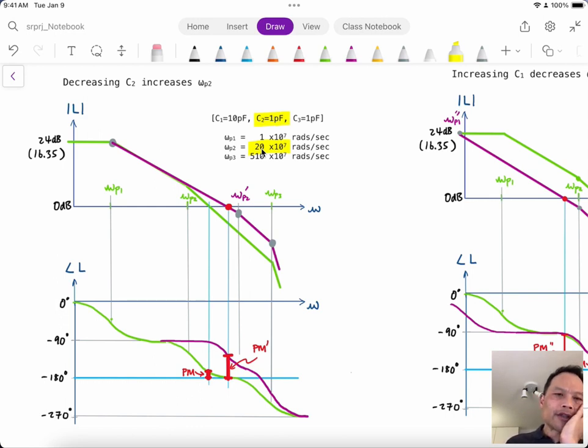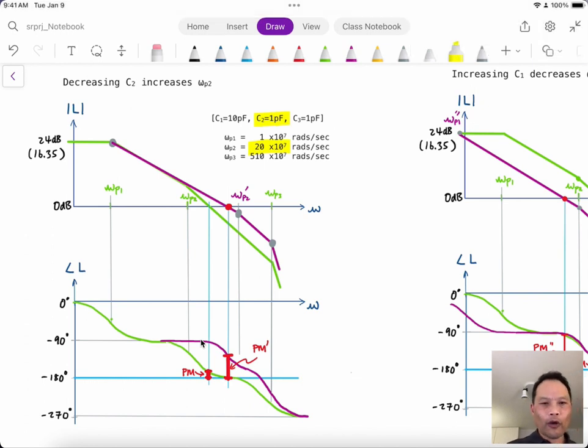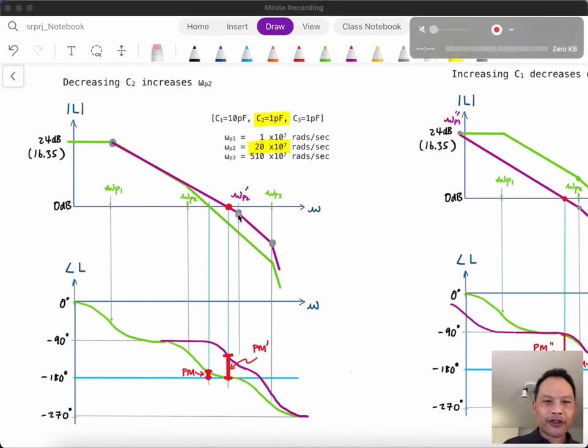So this is going to move omega P2. So from here, then we end up with the purple plot. Moving this over here means that it will affect the phase. You can see how the phase of minus 90 degrees now extends out into a higher frequency than before. And only when we reach omega P2 does it drop significantly.